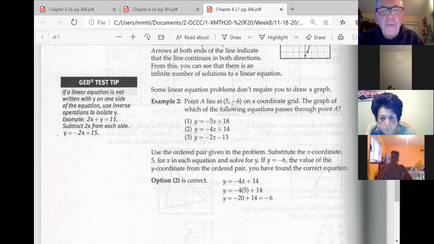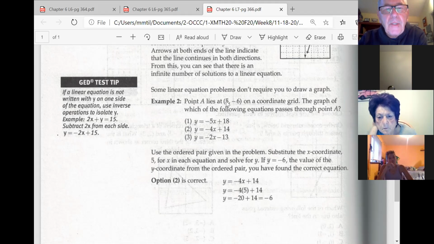So for the first one, the y would be minus 6. That's equal to minus 5 times 5, so it'd be 25 plus 18. Well, that doesn't equal. Oh, wait, this would be minus 25. No, this doesn't equal that.